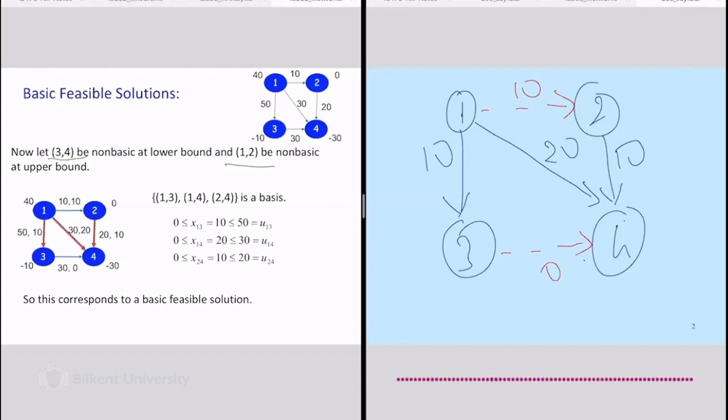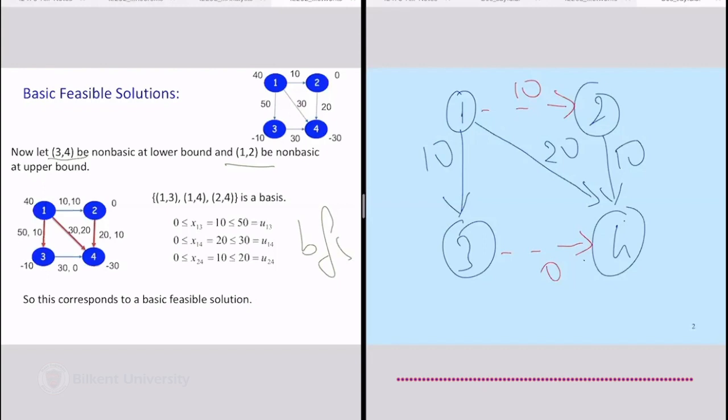With these blue and red flows on the arcs, red ones are my non-basic ones, blue ones are my basic ones, flow balance is satisfied. Now I'm checking if X is between the bounds, greater than or equal to 0, less than or equal to the upper bound. The arc 1,3, upper bound is 50, check. 1,4, upper bound is 30, check. 2,4, 10, upper bound is 20, check. Yes, this is a BFS. It's basic because it's a tree, and it's basic feasible because every flow is within the bounds.